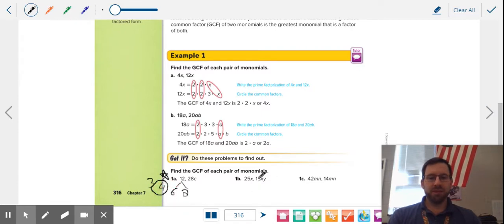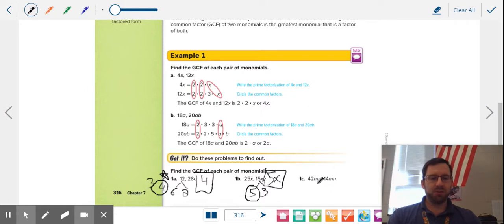Over here, can 15 go into 25? No. Break up 15 into its two biggest factors, 5 and 3. Can 5 go into 25? Yes. So that's our biggest number that they both have. Now look at the variables. They both have an x, so that comes along. So we got a 5, we got an x. Did they both have a y? No. So our greatest common factor is 5x. So over here, it was 4. Over here, it's 5x.